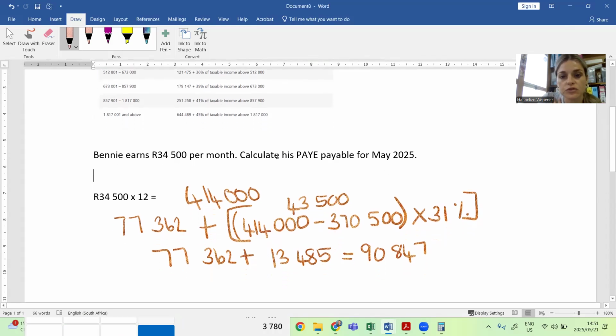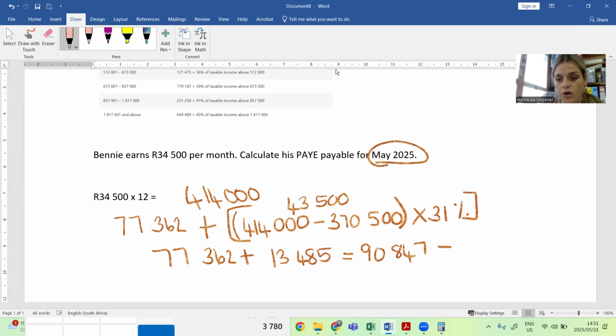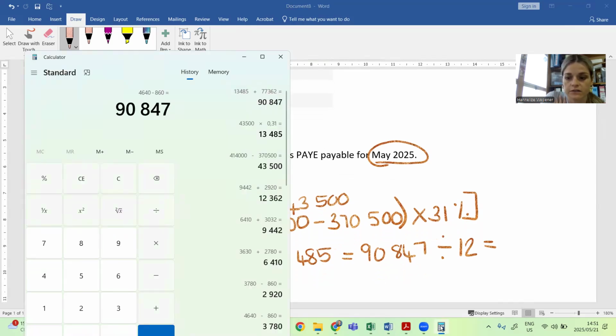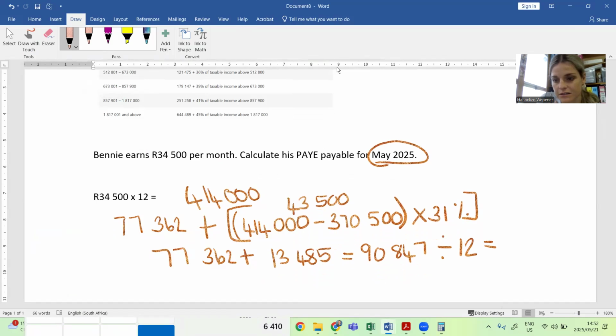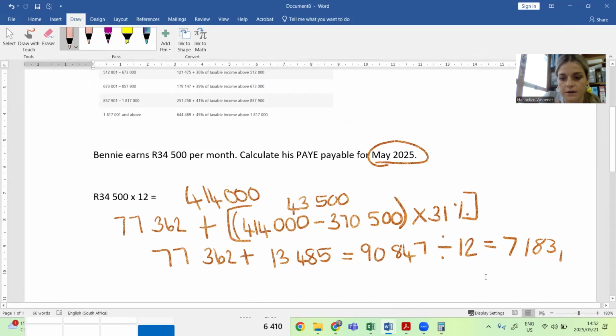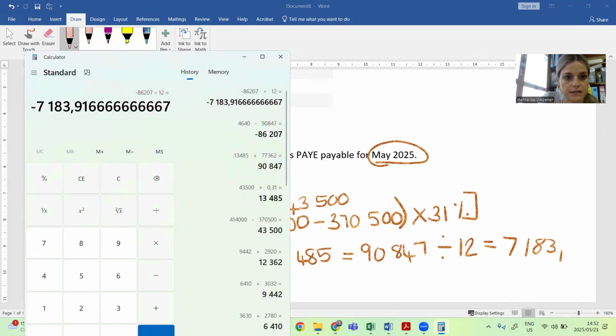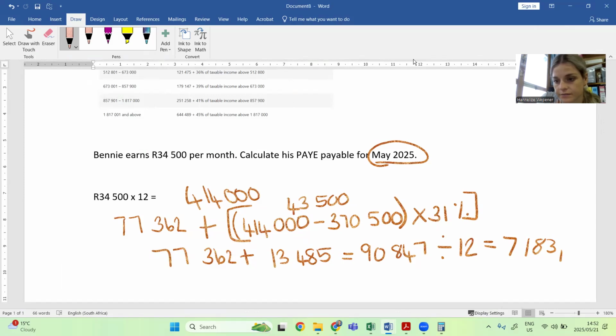The question asks for you to only calculate the amount payable for May. So in other words, only for 1 month, therefore divided by 12. So it is 90,847 divided by 12. And you are therefore going to pay 7,183 Rand. And how many cents? SARS is not going to forget about their cents, and 83 cents. Okay, there we go. That's it.